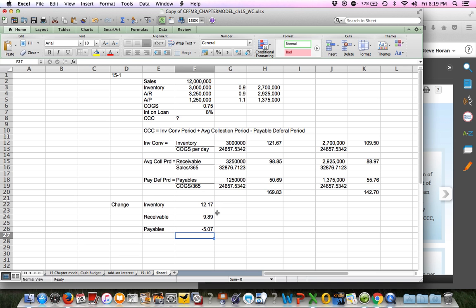And now that's how much the days were impacted for each, but that's not the dollar amount yet. So what I have to do next is go with my inventory and multiply that by my cost of goods sold per day number, which is the 24,657. I take my receivables and I multiply that by my sales per day, which is the 32,876 number. Then my payables number, I multiply that by my cost of goods sold per day. And we can just use this one.